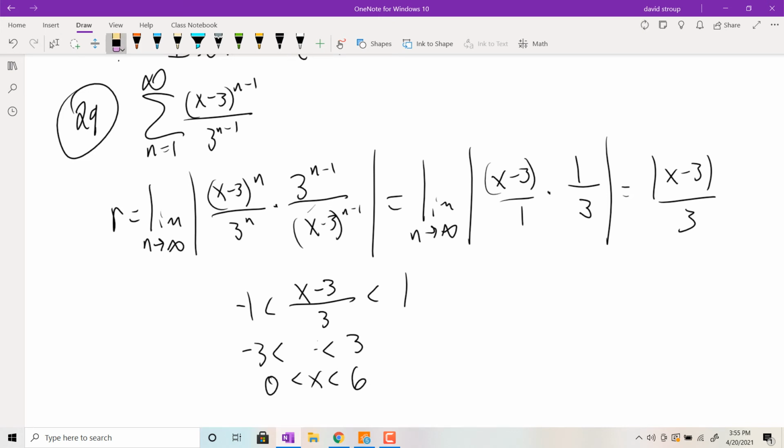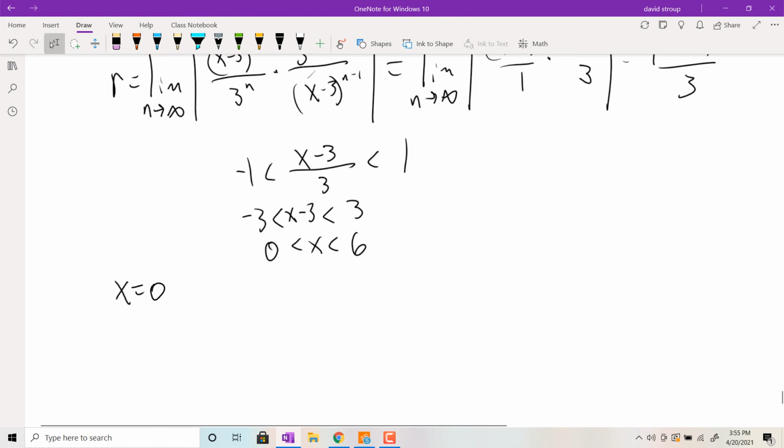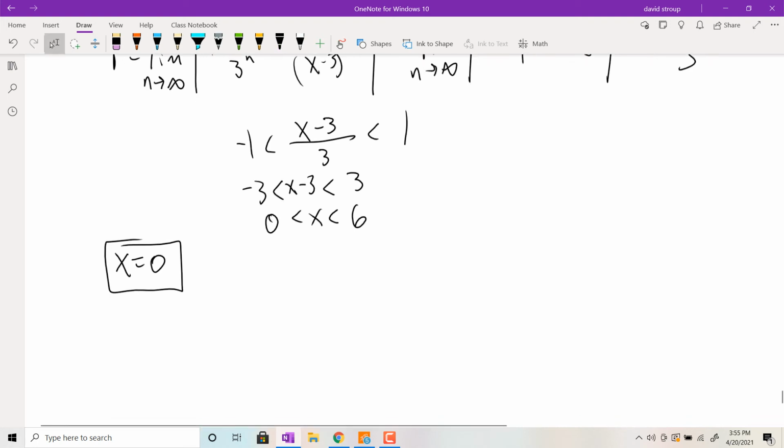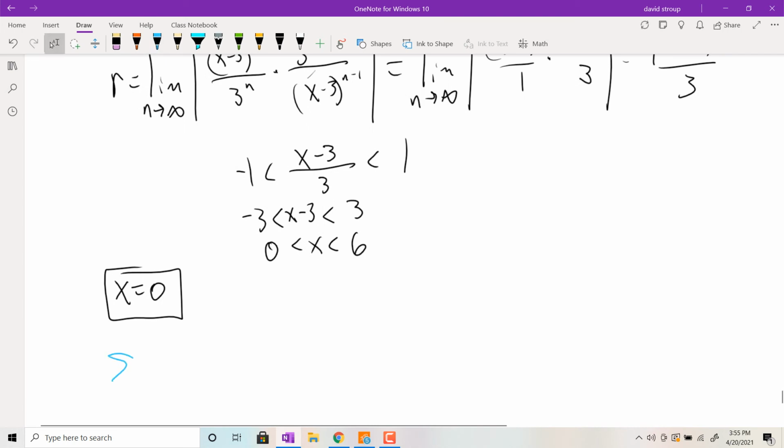Okay, we still need to check those endpoints, though, the places where the r values would be equal to 1. So I need to plug in 0 and plug in 6 into the original series, and then use the basic tests from 9.2 to 9.6 to determine the convergence or divergence. Okay. So let's plug in 0 first. So you're literally just plugging in 0 wherever you see x. And your series would end up being 0 minus 3 to the n minus 1. So you just get negative 3 to the n minus 1 all over 3 to the n minus 1.